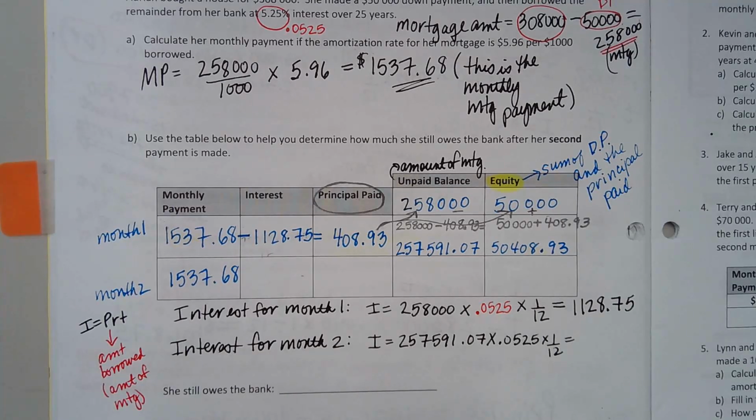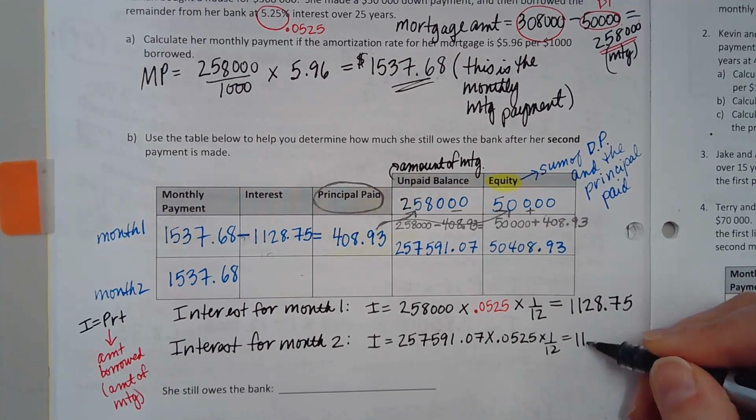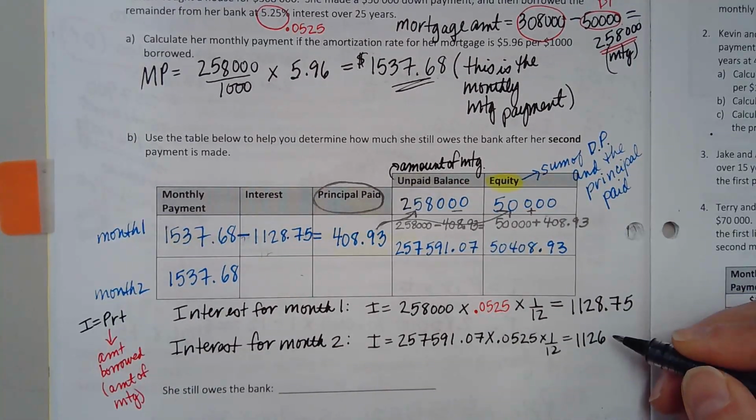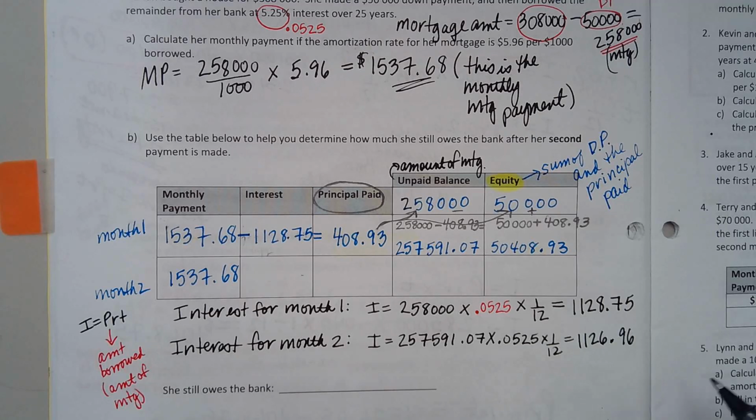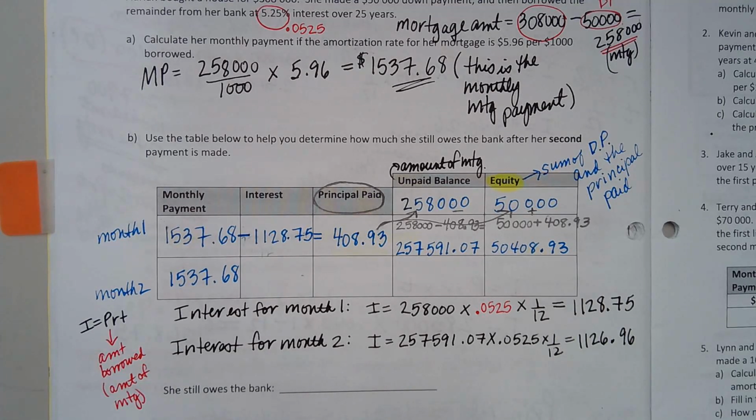And this time I get 1126.96. See, the interest is going down slightly. So the bank gets a little less of your money in that second month. Not significantly at this point, but it's slowly moving down, right?